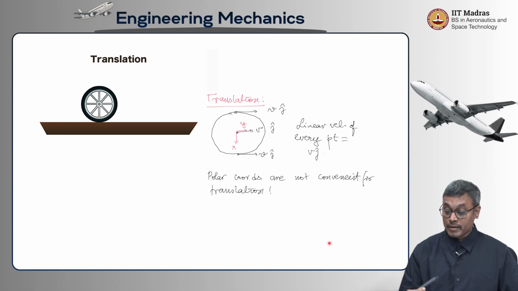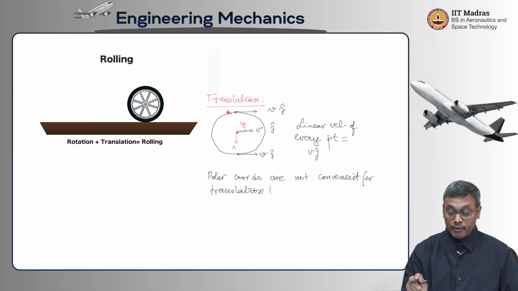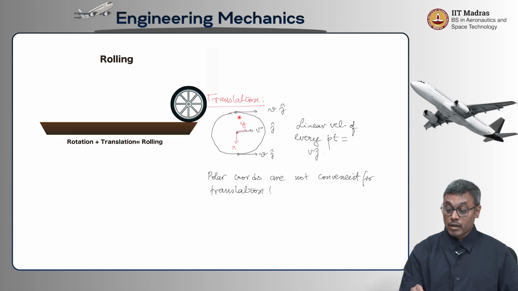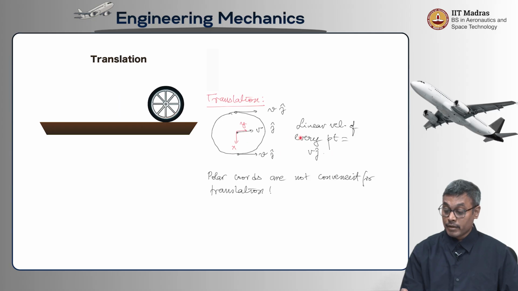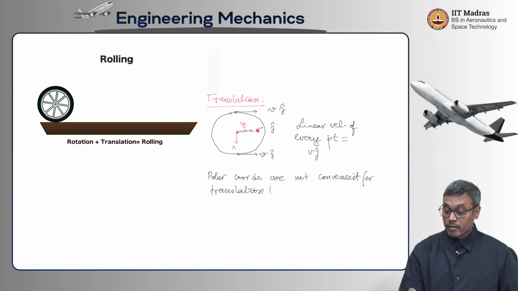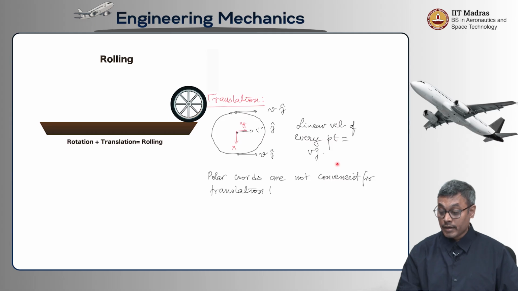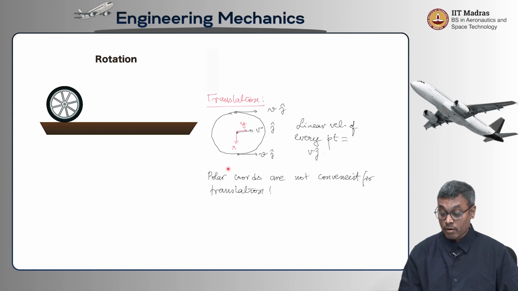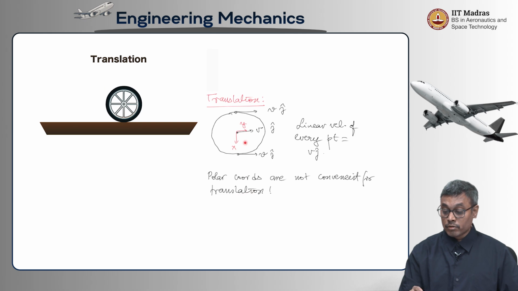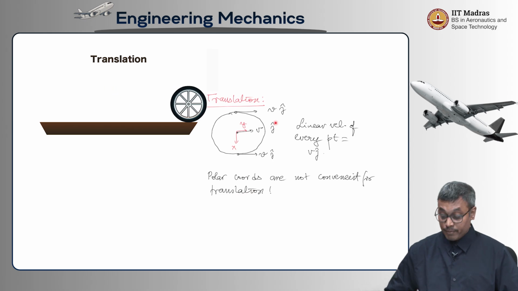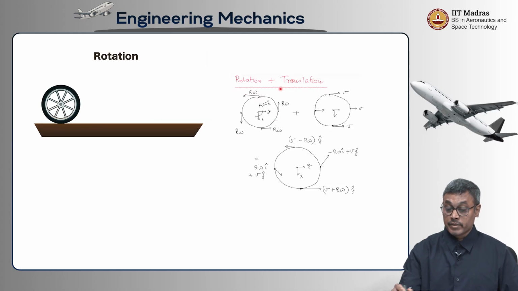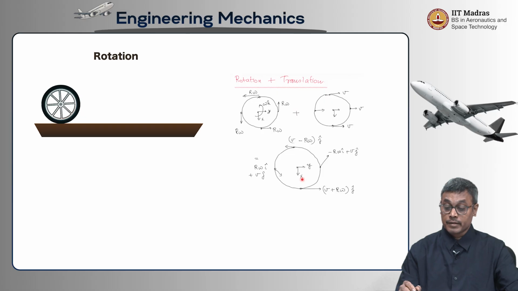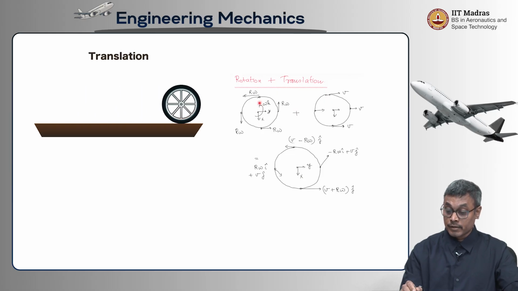Now we talk about translation, which is considerably simpler. Translation is simply dragging the wheel from left to right so that all the points are moving at constant velocity. So, the linear velocity of every point is actually V j hat. It is more convenient to write translation in terms of i hat and j hat, which do not rotate. To use polar coordinates here will be very messy. So, there are two different things, and together rotation plus translation produces rolling. So, let us go back to our original picture of rotation. This is rotation.